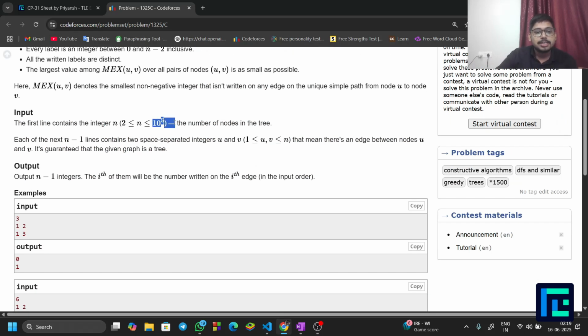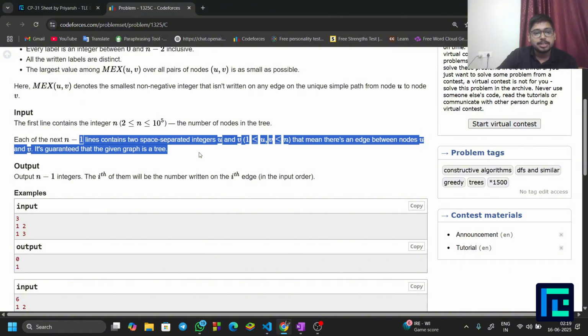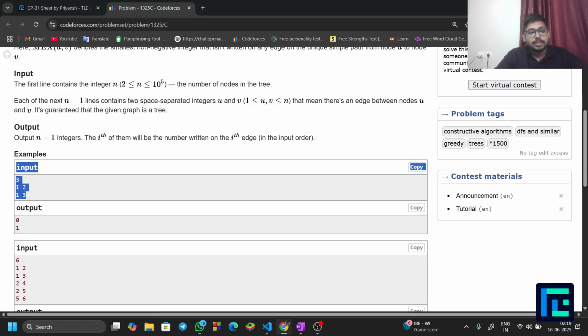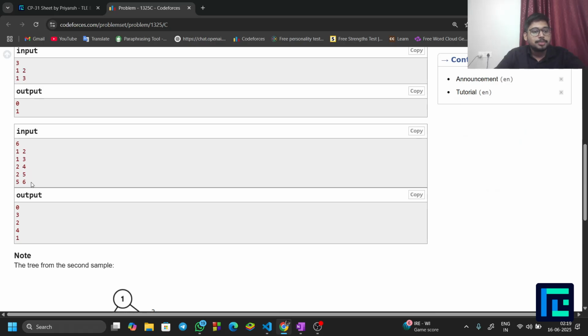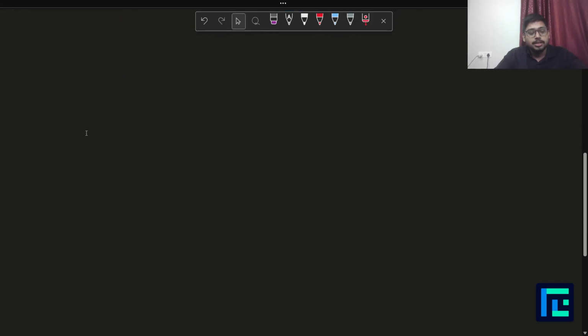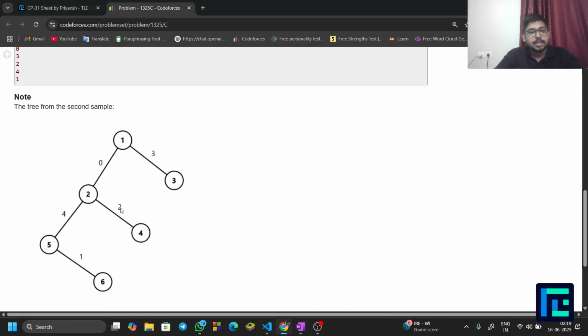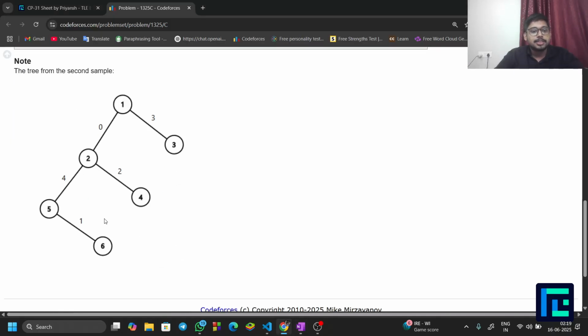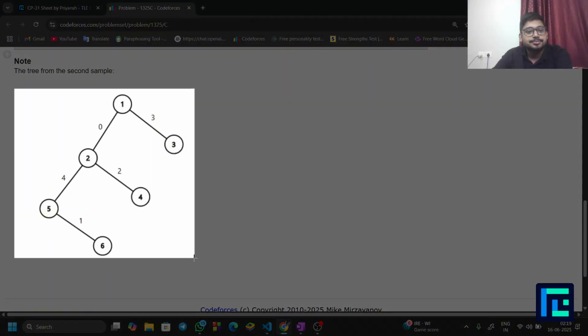So the constraints are n is up to 10 to the power 5 and you are given a tree, so all the information about the edges of the tree. Okay, so let's look at the first test case to understand what we actually need to do. Or maybe let's look at the second test case. You will be able to understand more clearly from the second test case. And I think the tree from the second test case is given to us. So we'll just take that tree that side.